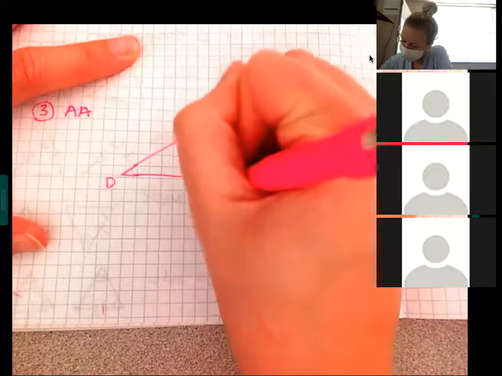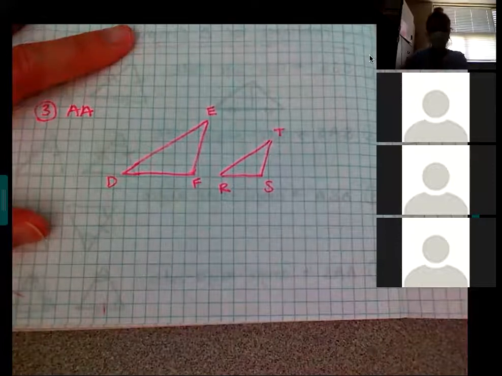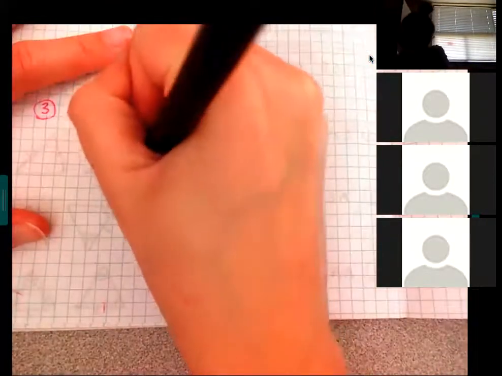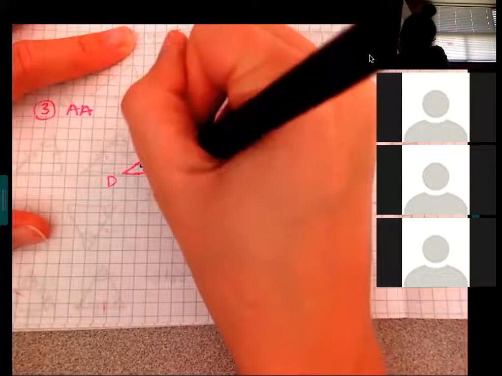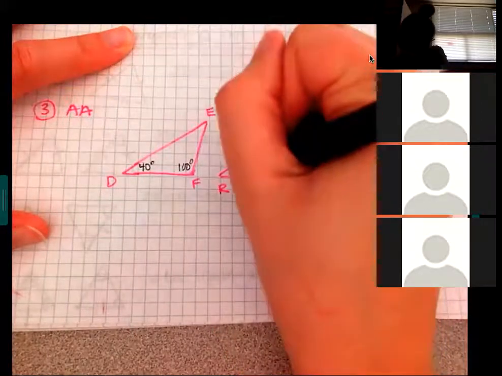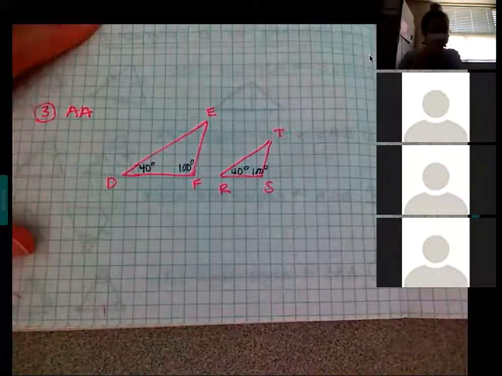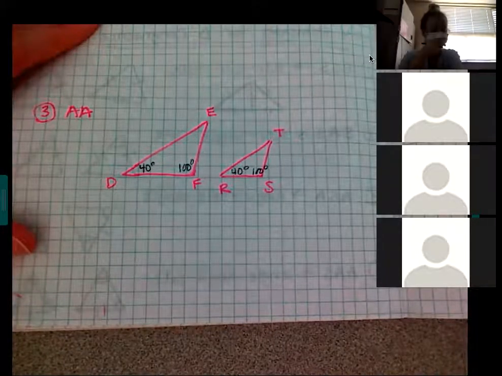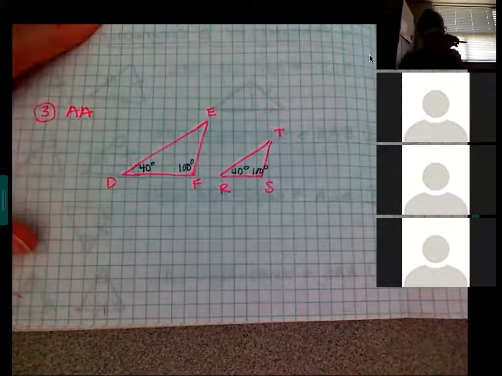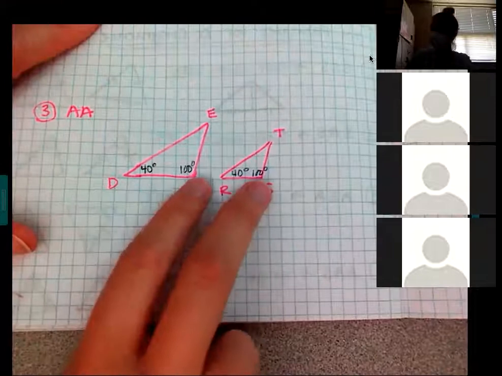DEF to R. Let's say this is 40 degrees and 100 degrees. What's up, bud? The little one's 40 and these are 100.